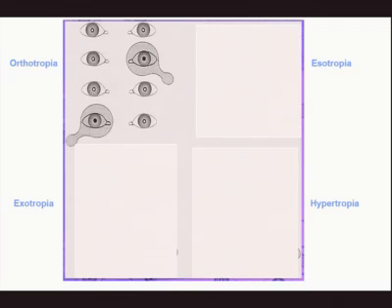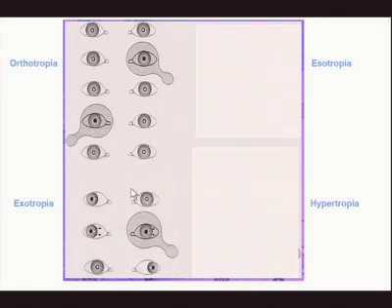This is a demonstration of cover testing. So you get a pretty good idea of a manifest or a tropic deviation when you just shine a light on a child's eyes, but if you truly want to see if there's a misalignment, cover test is the best way to diagnose it. So orthotropia means straight eyes, so these eyes look straight. You cover up one eye and the eyes remain straight. You cover up this eye and the eyes are going to remain straight.